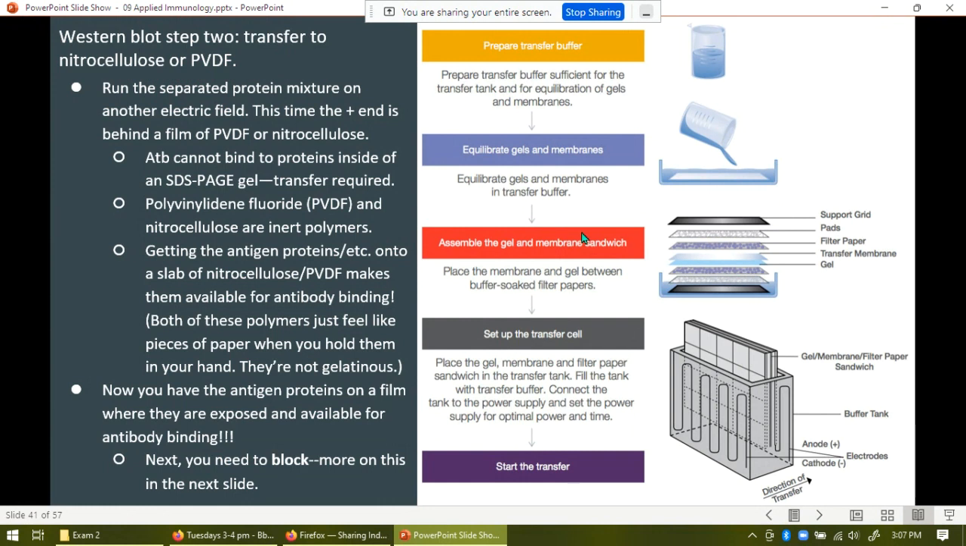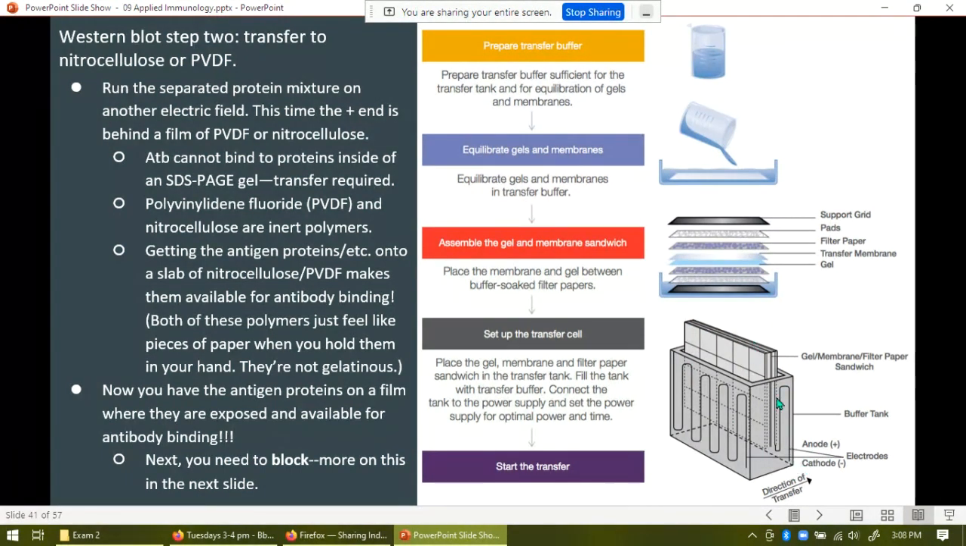So the proteins are inaccessible in the polyacrylamide. You have to transfer them onto this sort of flat paper membrane, and you do that in a transfer buffer. You create this hamburger patty, basically. You have a support grid, then a pad, then the filter paper, and then you add your PVDF or nitrocellulose transfer membrane, and then you put your gel beneath that, and then another filter paper, another pad, and then another support grid. You assemble the gel and membrane sandwich, press them together, and then you start the transfer.